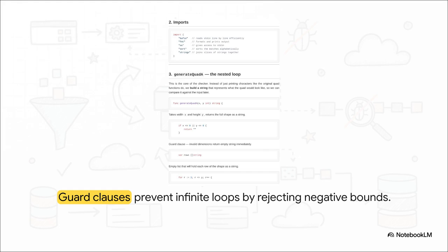If we peek at the generate quad A function, we spot another guard clause that returns an empty string for 0 or negative dimensions. This is great because it totally protects our loops from infinite cycling. Right after that, we initialize a string slice to hold our rows. The application then iterates over the height for the outer loop and the width for the inner loop, literally building up the shape one character at a time.